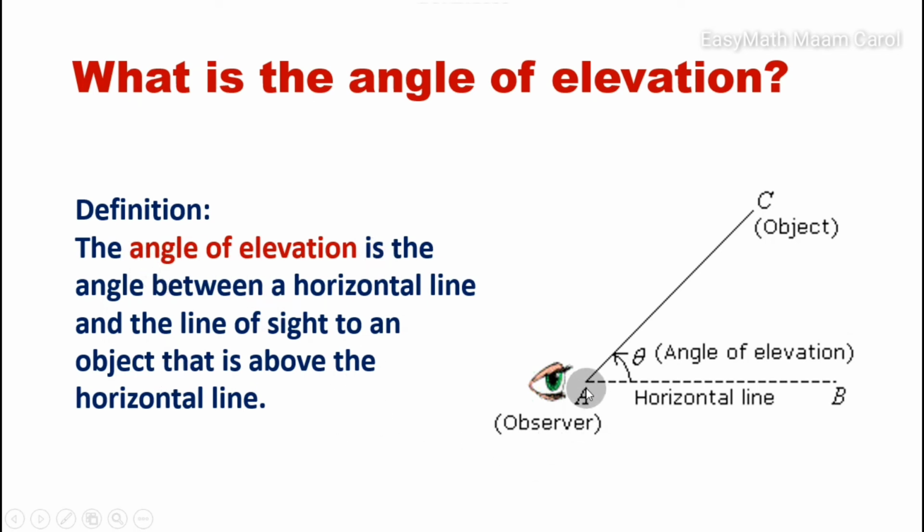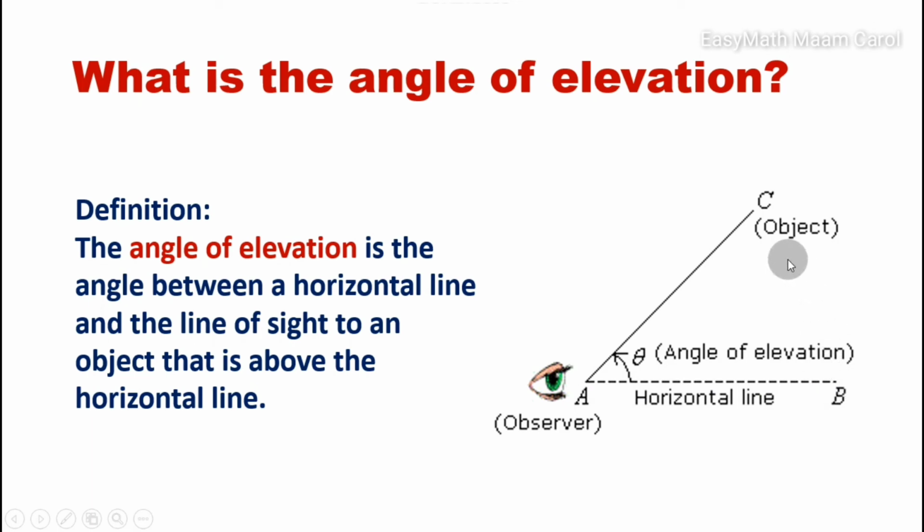So, let's start here with the horizontal line. The horizontal line is this dotted line when your eye is just looking straight. So, diretso lang yung tingin mo. Meron kang makikita dyan. So, that is your horizontal line. So, hindi mo pinapaling sa taas or sa baba yung iyong mata. So, diretso lang. Yun, makaka-form ka doon ng horizontal line.